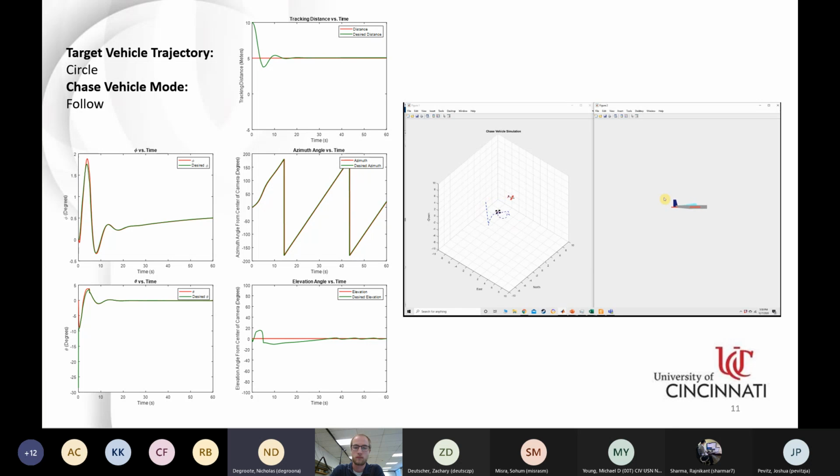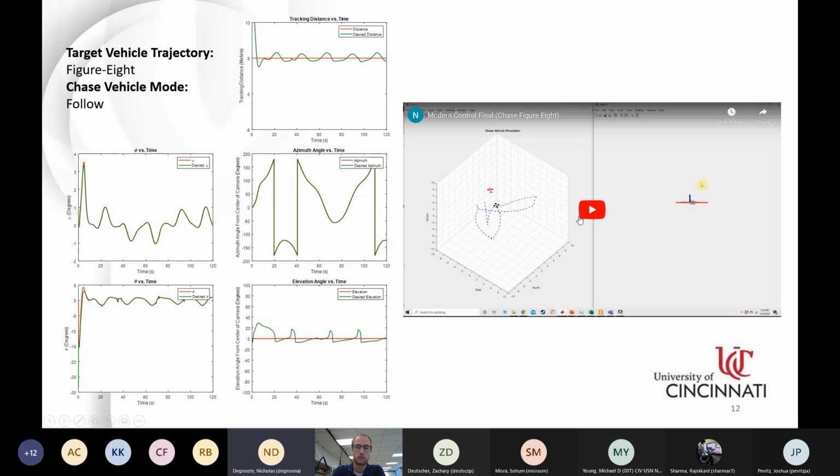So again, our chase vehicle is just going to keep following it. It doesn't know where that target is going to go, so it's just reacting to it at all times, trying to figure out how to keep its distance.